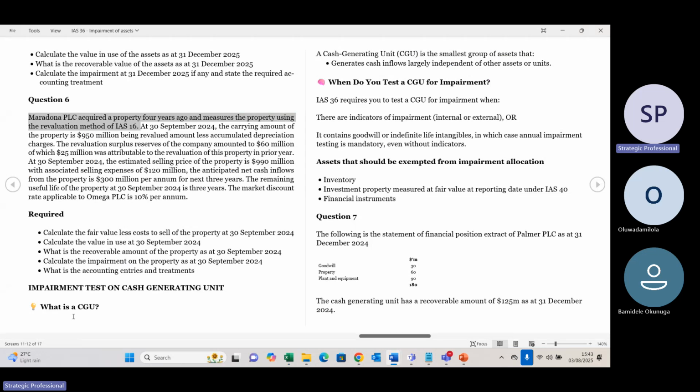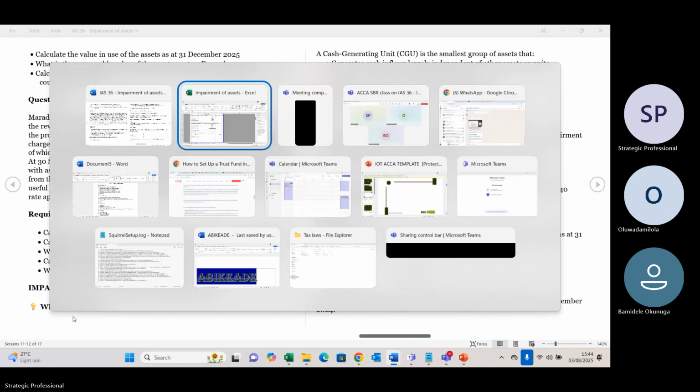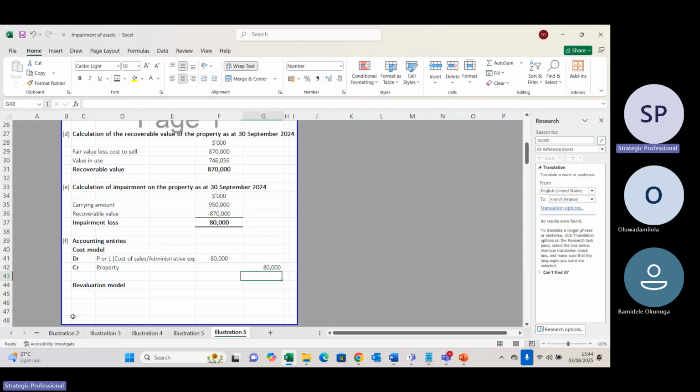In this case, what is the revaluation surplus? They said the revaluation surplus amounted to 60, but 25 million is related to that particular asset. So we have it at the back of our mind that the revaluation surplus is 25. Starting with the credit side, credit will not change. It will still be the property account that will be affected, with the impairment loss value still 80,000. So that will not change. But the debits change.